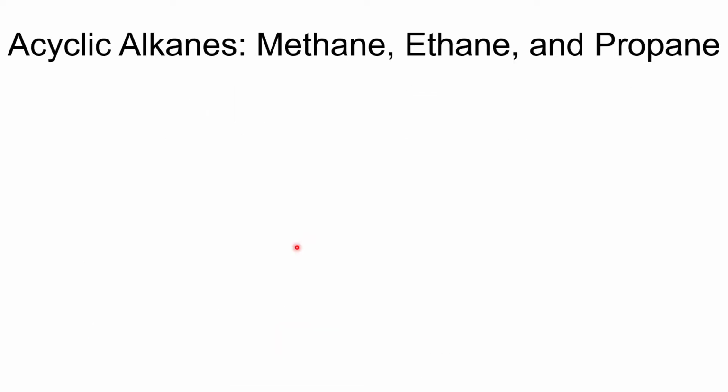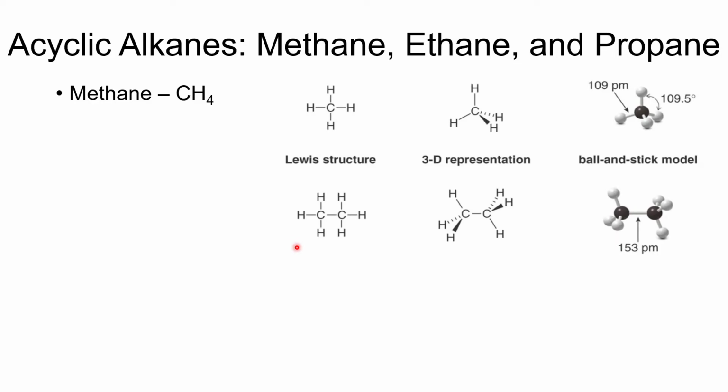When it comes to acyclic alkanes, let's just start with the smallest ones: methane, ethane, and propane. Methane is CH4. It is the simplest alkane. Here is our Lewis structure for it. The carbon has 4 domains, so it is a tetrahedral geometry, sp3 hybridized, as we mentioned. And so this is our 3-dimensional representation of it. And here is a ball and stick. If you were to make it with molecular models, that's what it would look like.